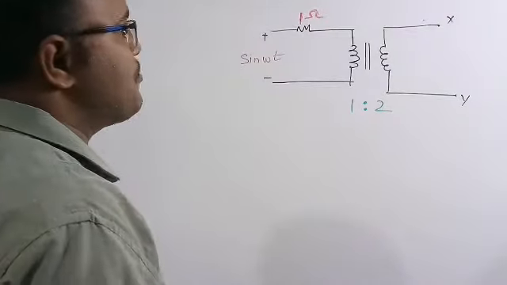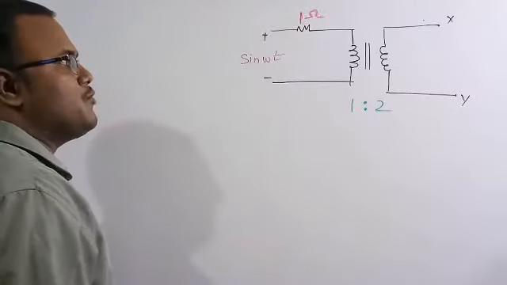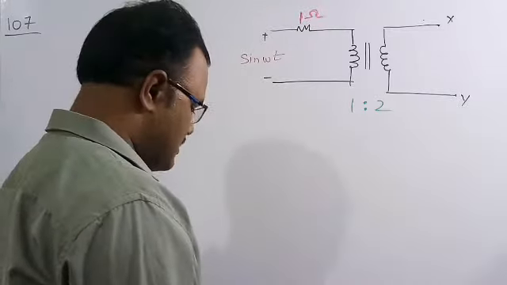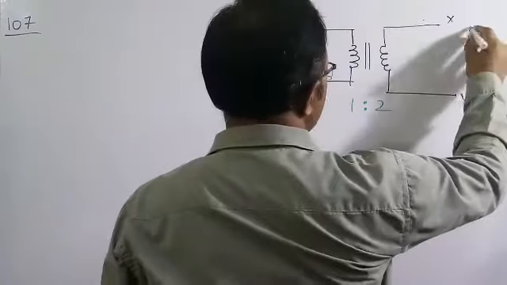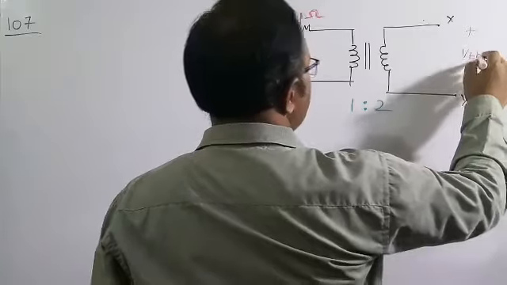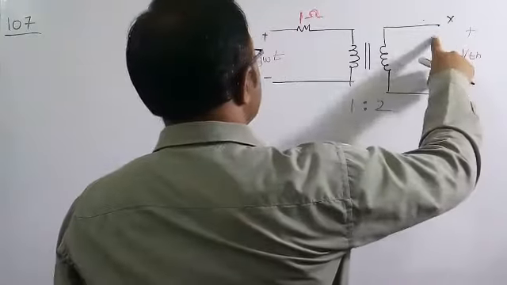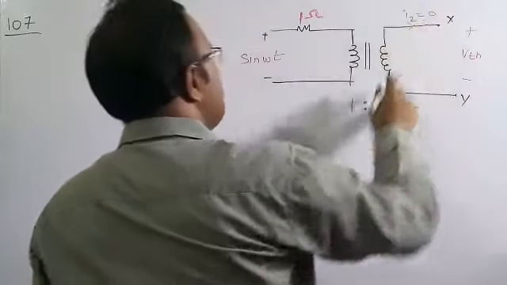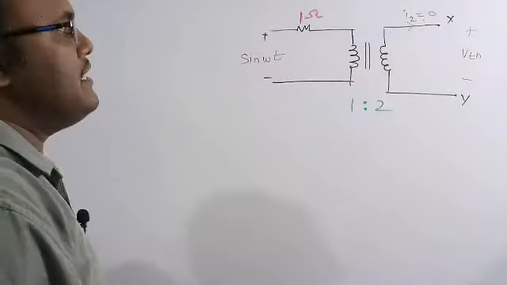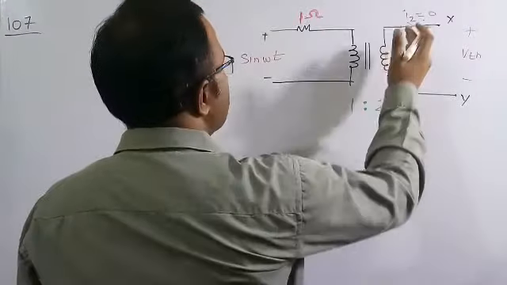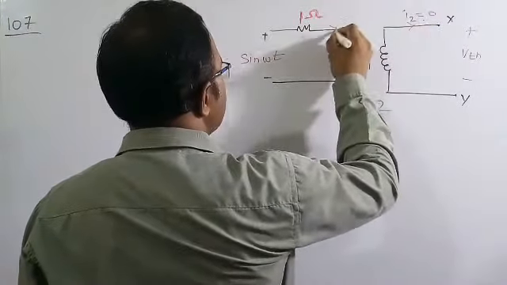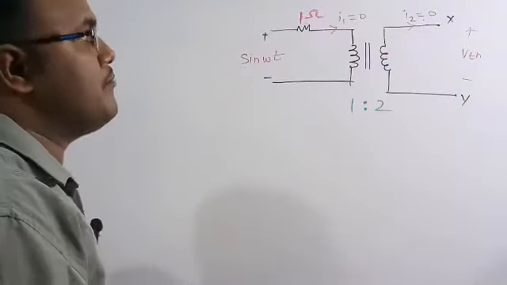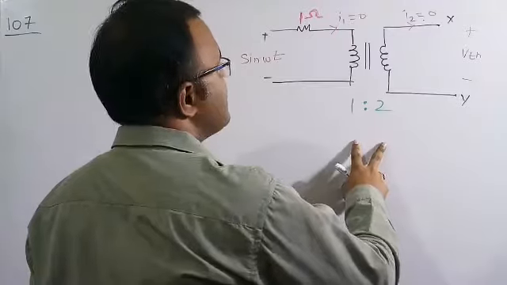The procedure is, first we are going to figure out the Thevenin voltage. In order to find the Thevenin voltage, let me assume this is the voltage VTH. Because this is an open circuit, the current here is equal to 0. Let me assume this is I2 equal to 0. Because this is an ideal transformer, whenever the output current is 0, the input current also has to be equal to 0. This is only in an ideal transformer, not in a practical transformer.